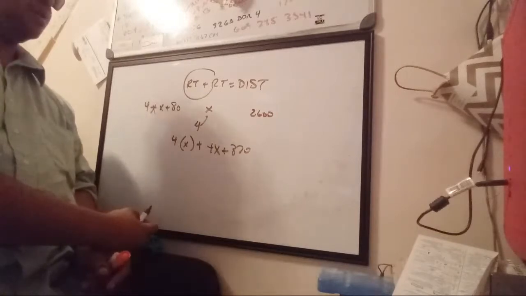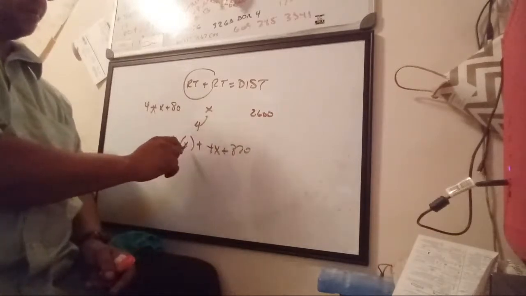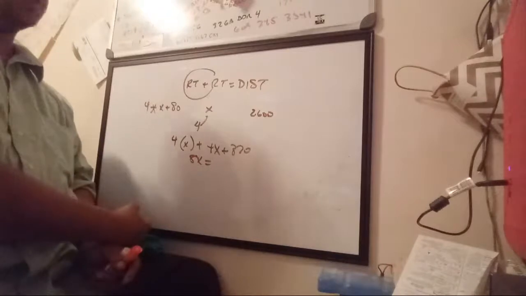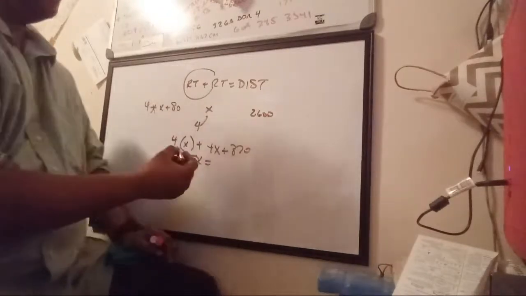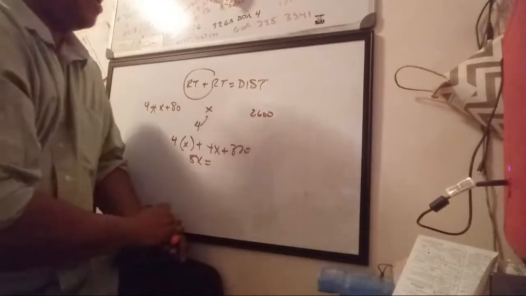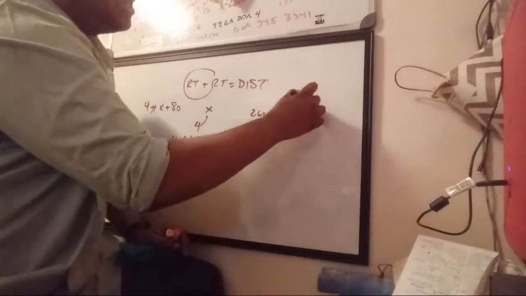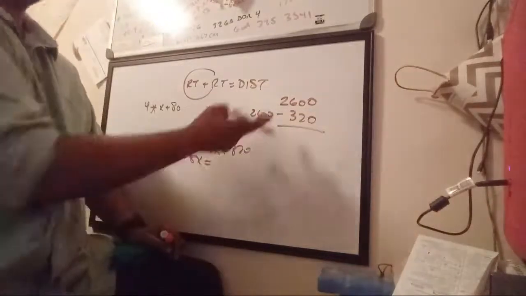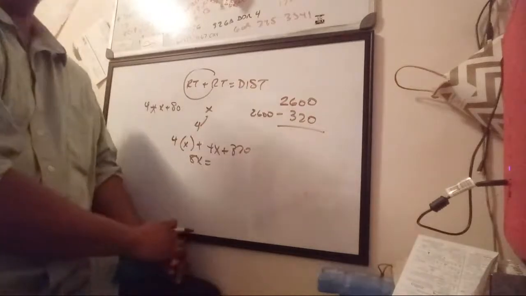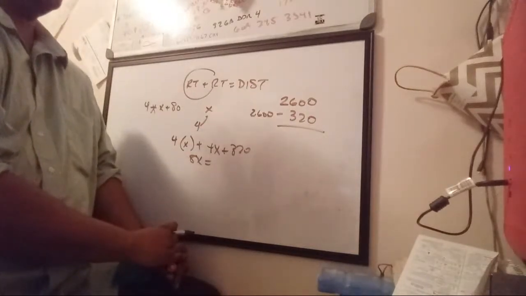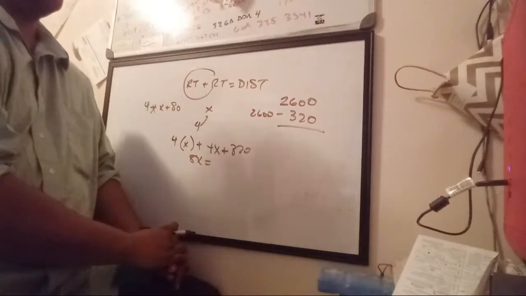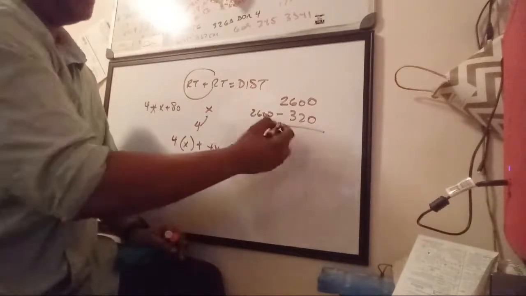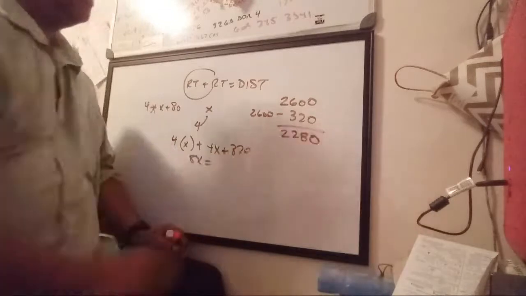All right. So these will combine. 4x plus 4x is 8x. 320 will go to the other side and be subtracted from 2600. When I have really big numbers like this, 2600, and we're going to subtract 320, I would subtract 400 and then add 80. You see why I did that? It's really rapid. 2600 minus 400 is 2200. Plus 80 is 2280. See how quick that was?